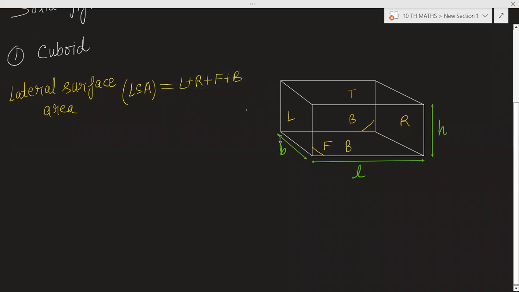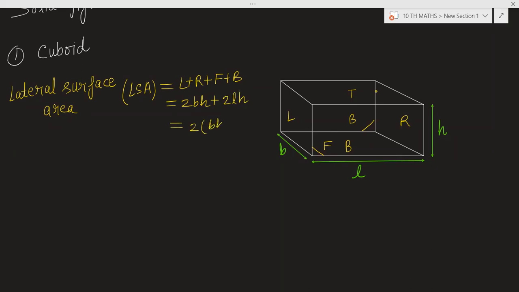So you can find this area very easily. Area of the left face will be B into H. Area of the right face will also be B into H. So it will be 2 times BH, plus the area of the front face, which is LH, and the area of the back face, which is also L into H. So 2 times LH. So the LSA will be 2 times (BH plus LH).